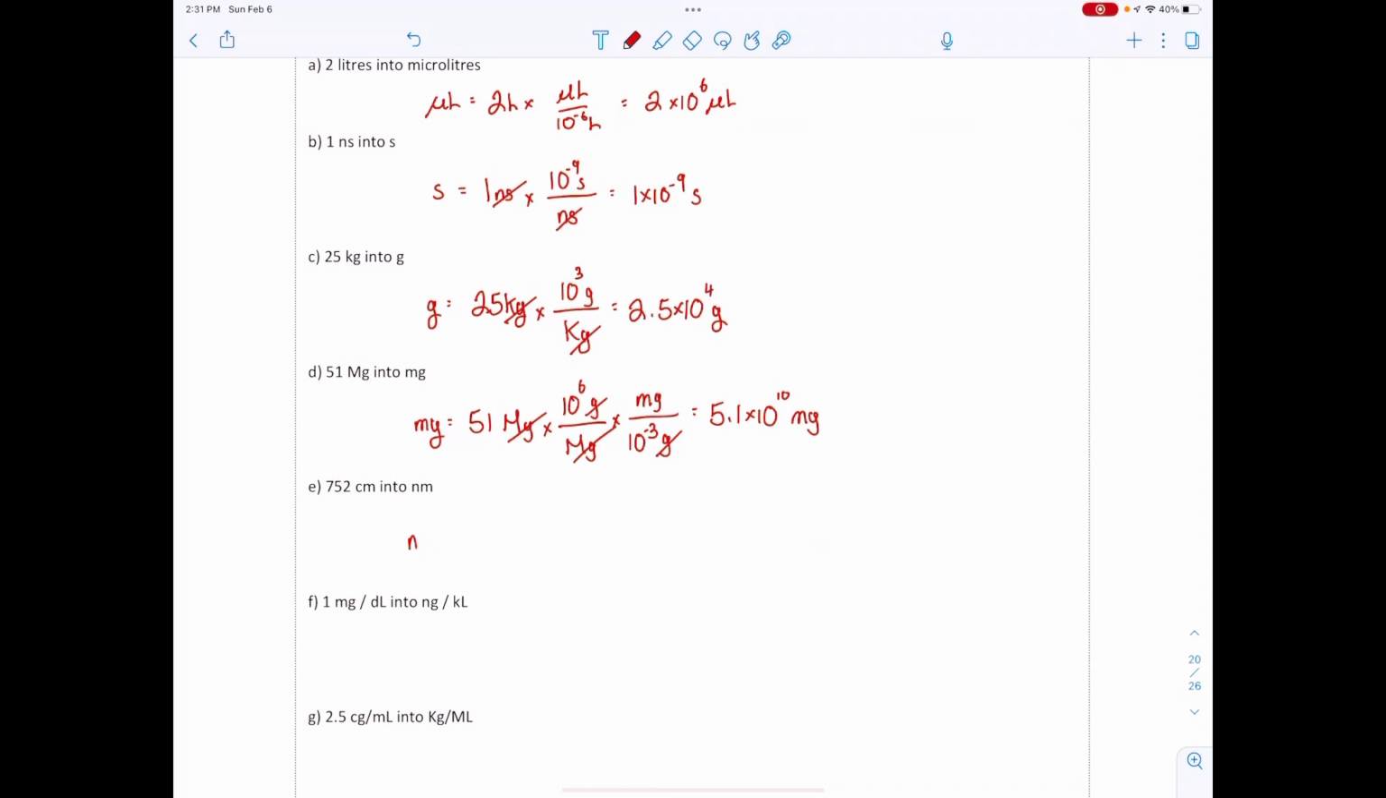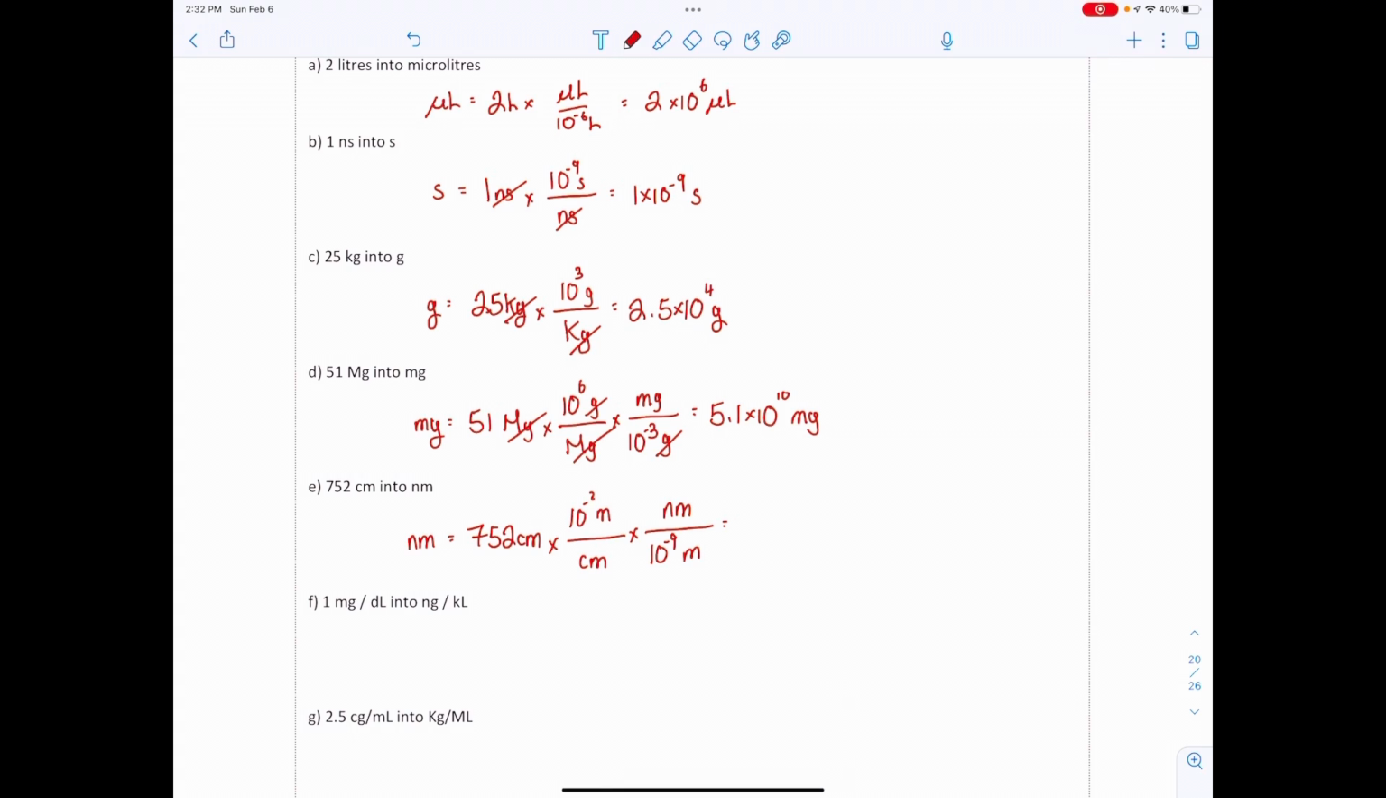This time we're going to try to convert into nanometers, starting with 752 centimeters. So we don't want centimeters. We want to get out from centimeters to convert into normal meters. The equivalent value is 10 to the power of negative 2. Then we want to get out from meters and go into nanometers. And the equivalent value of nano is 10 to the power of negative 9.